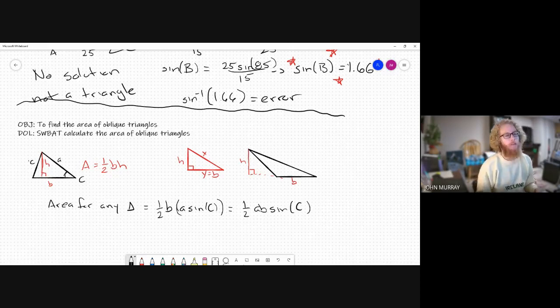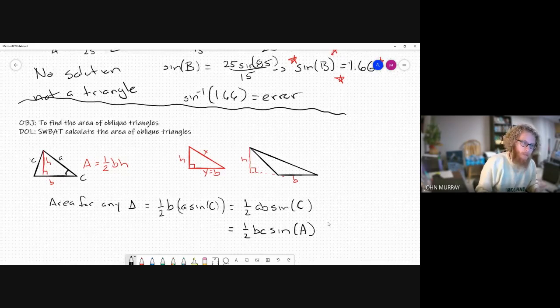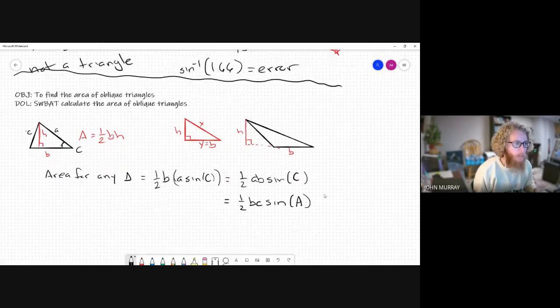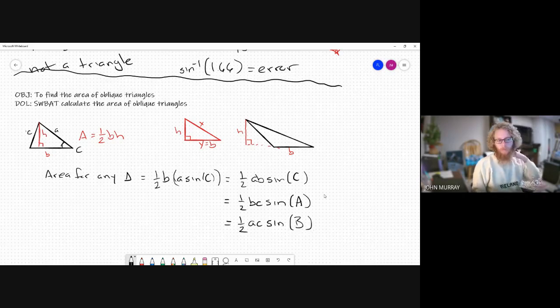All right, so I can say that the equation is 1/2 AB times the sine of C. Well, what happens if we're not given this information? Well, luckily it's interchangeable. I can also say that it's 1/2 BC, the sine of A. Or, again, if we're given other information, I can say it's 1/2 AC, the sine of B.